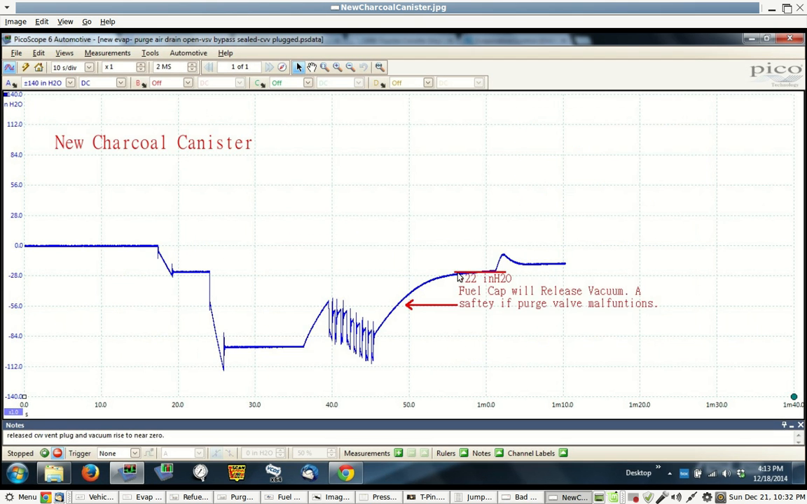The new one, it actually stayed at 22 inches of water below the atmospheric pressure, which for me is 14.7 psi. So we're holding 22 inches of water less than atmospheric pressure, which is the design of the system. That's the fuel cap is going to release that vacuum. It's part of the safety of it. Right here, now keep in mind this is 0, so this is what the atmospheric pressure is, and this is where I'm at right here.